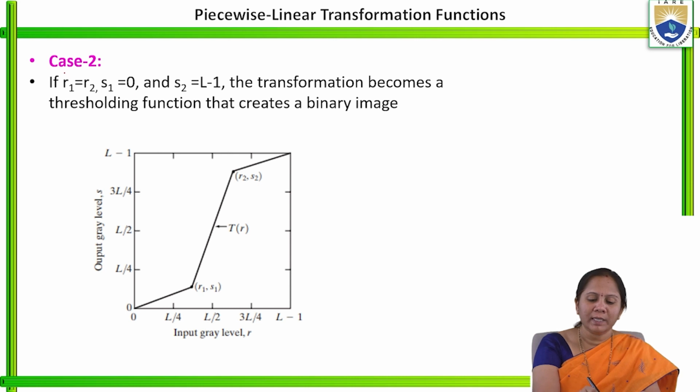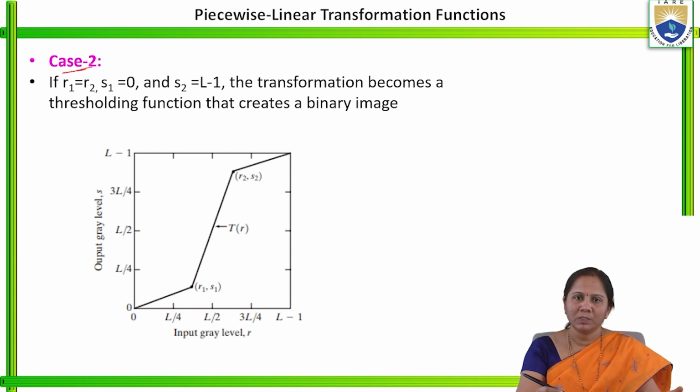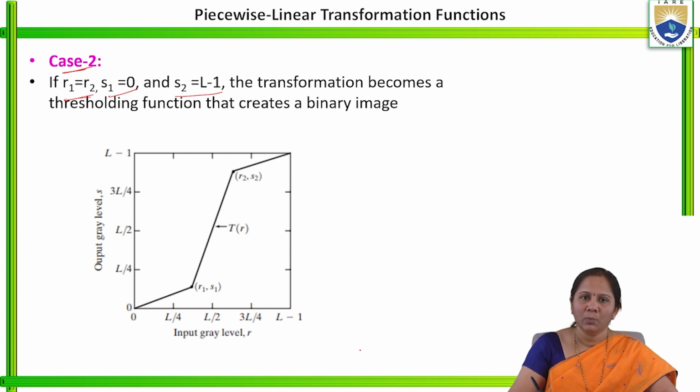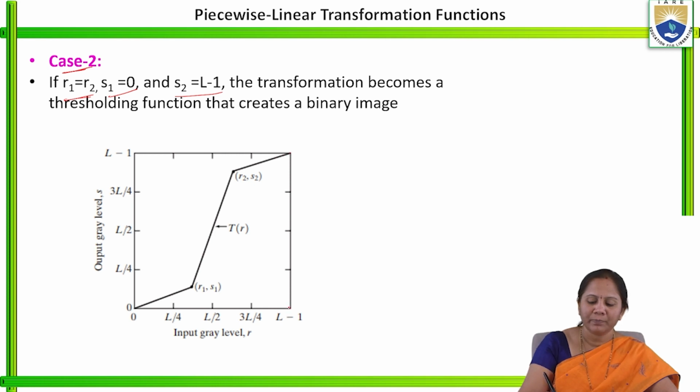Now, in the second case, if you see different values of R1, S1 and R2, S2, in this case R1 is equal to R2, whereas S1 is equal to 0 and S2 is L minus 1. So for example here, S2 is L minus 1. So generally here you will have S2, so this point will be here. And S1 is equal to 0 means it will be on the x-axis, because S will be 0 on the x-axis.